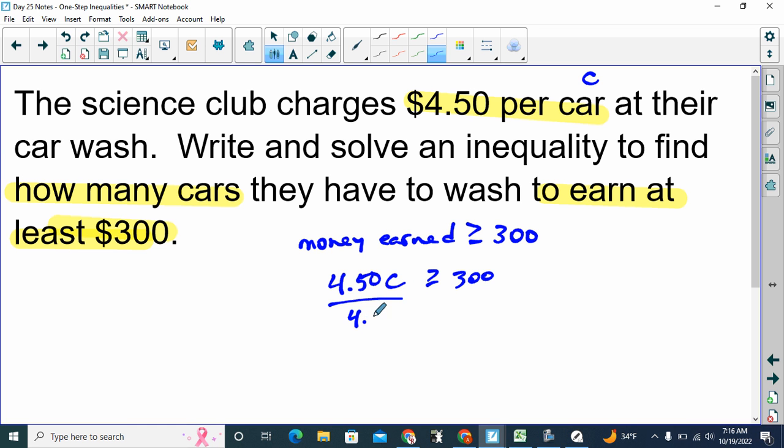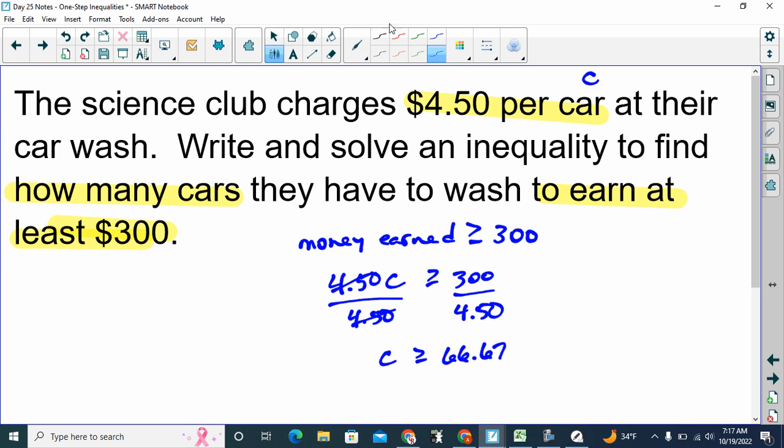Because we are multiplying, we undo that with division. You would be allowed to use a calculator to do this division. I get C is greater than or equal to 66.67 cars. The problem is they cannot wash 0.67 of a car. They can wash one car or two or three or 66 or 67.